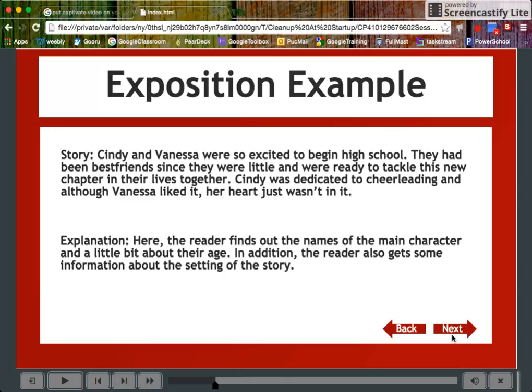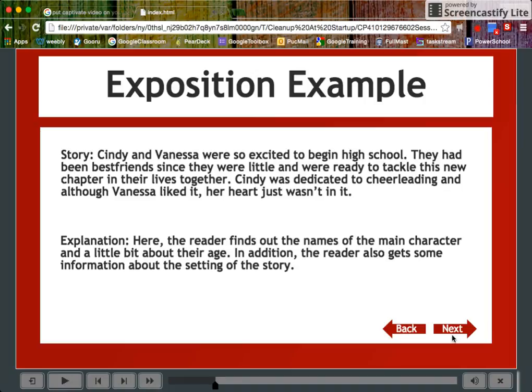Exposition example. Story. Cindy and Vanessa were so excited to begin high school. They had been best friends since they were little and were ready to tackle this new chapter in their lives together. Cindy was dedicated to cheerleading, and although Vanessa liked it, her heart just wasn't in it.